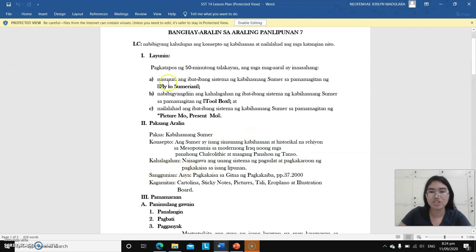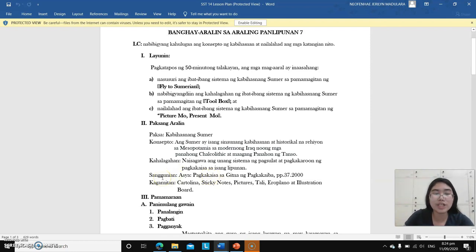Kahalagahan or values integration, na isagawa ang unang sistema ng pagsulat, ang pagkakaroon ng pagkakaisa sa isang lipunan or unity in society. So you can also better to have values integration in your topic. As a social studies teacher, of course, we need to touch more on the affective domain of our students. So, kahalagahan or values integration.